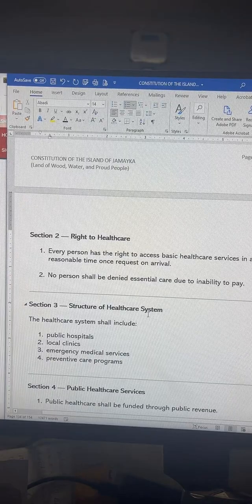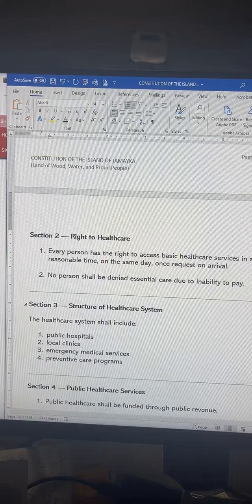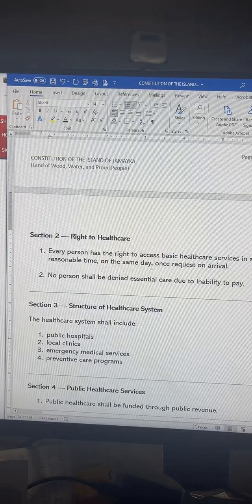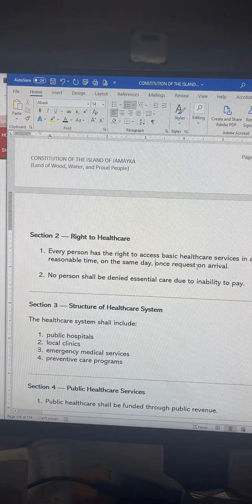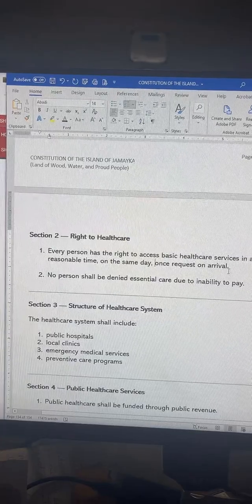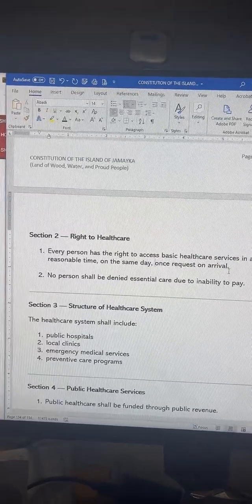Right? Reasonable time on the same day. We have to be careful about putting time frames on these things. So if you reach there, you're supposed to have access to basic health care on the same day once you request it on arrival. All right, let's see what else we have here.